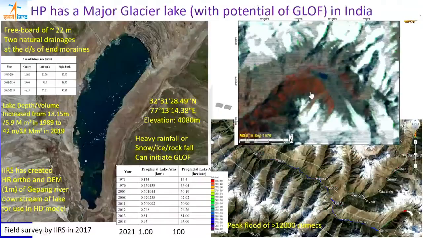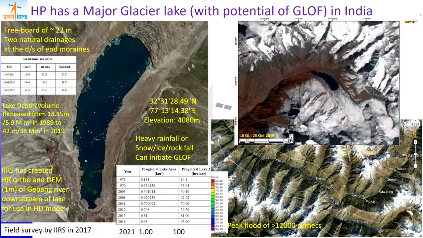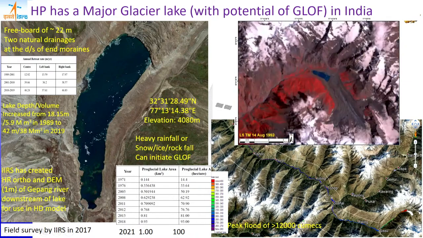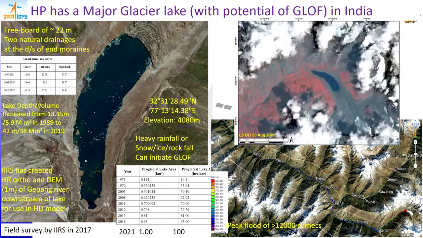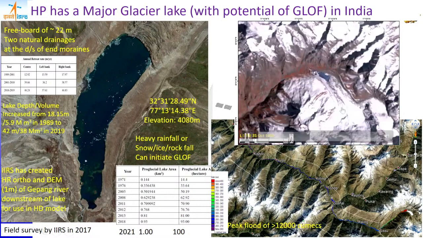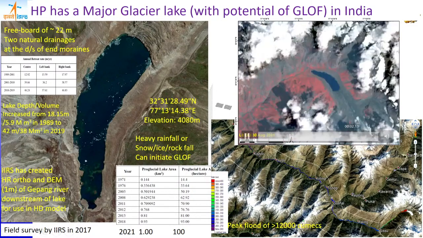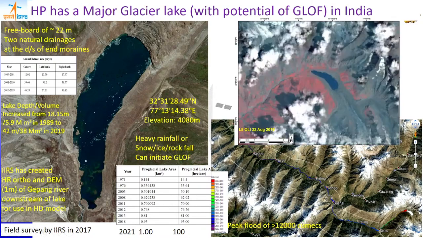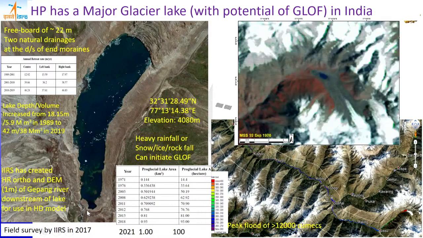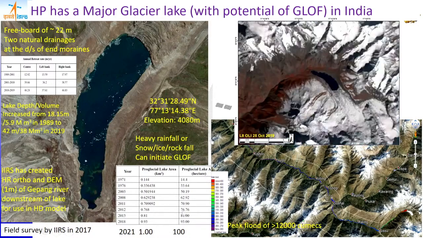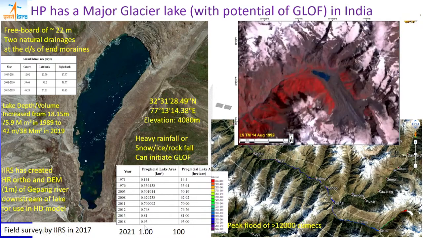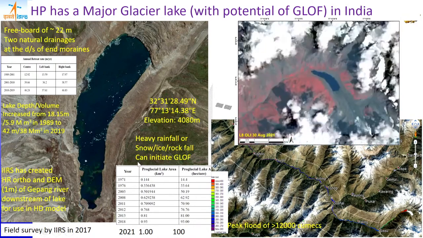Then in Himachal we have this Gepang Gath glacier lake, which is being regularly monitored by low to high resolution satellite data. You can also see the growth of this particular lake from the 1970s till now. This particular lake has a natural drainage here, and from the satellite observation, the total lake area has increased to 0.93. Now it is almost 1 square kilometer.